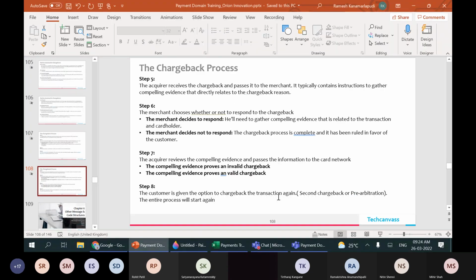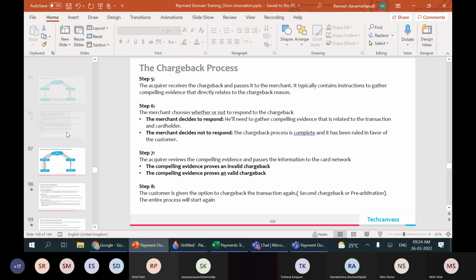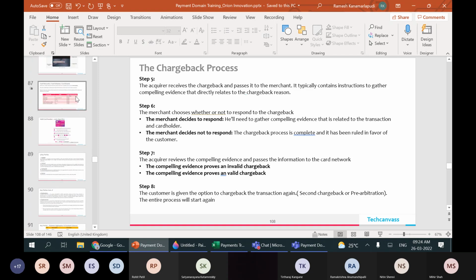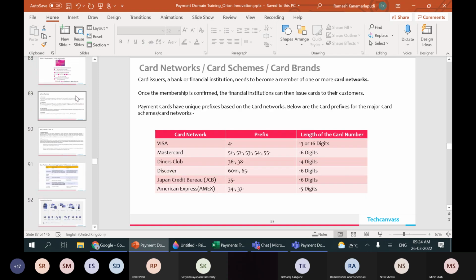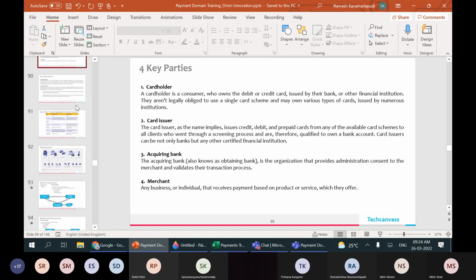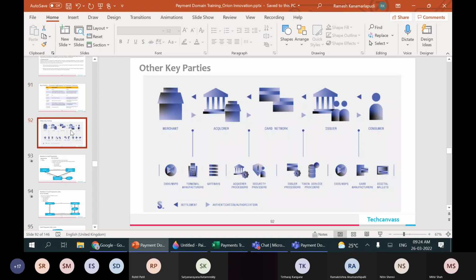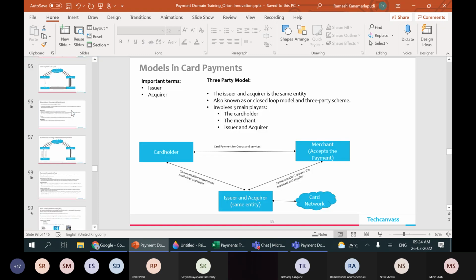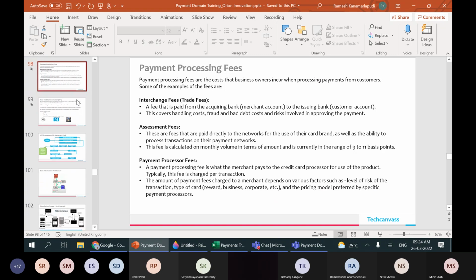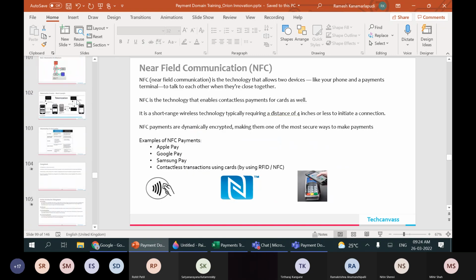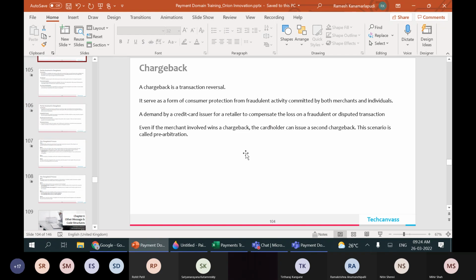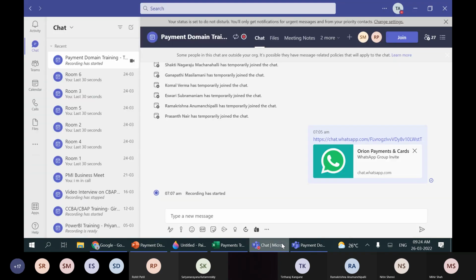So any questions till here? Today we have covered the entire basic background about cards, the anatomy of the card, the card networks, schemes, Luhn algorithm, the different players in the cards industry, the 3-party model and 4-party model, the submission, clearing and settlement mechanism, near field communication, tokenization, encryption, and then the chargeback mechanism. Any questions on what we discussed today?